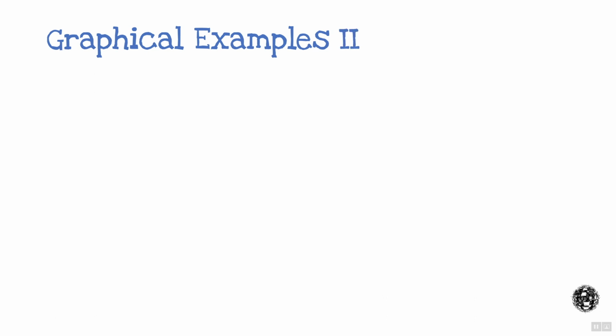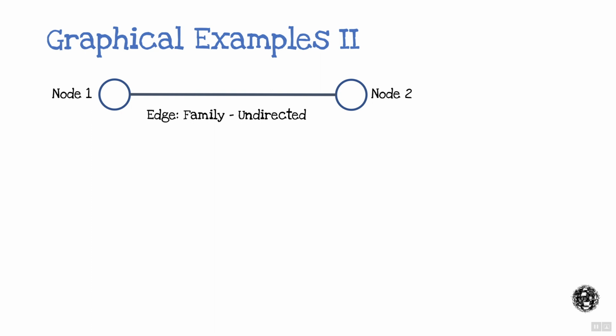Now, graphical examples 2. Here is an example of an undirected social network. So node 1 is a family member of node 2. So let's say node 1 is the brother of node 2. You can't have it directed in a particular way, so it's undirected. There's no arrowhead that's shown there.